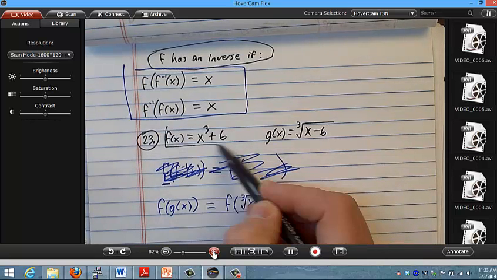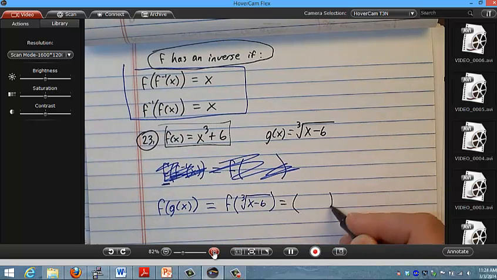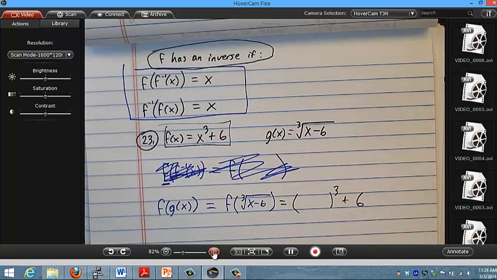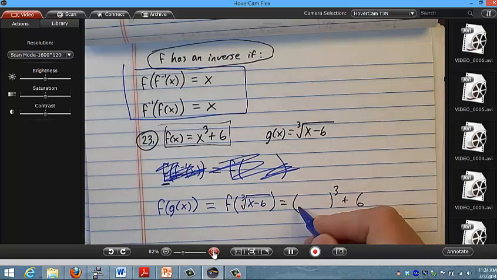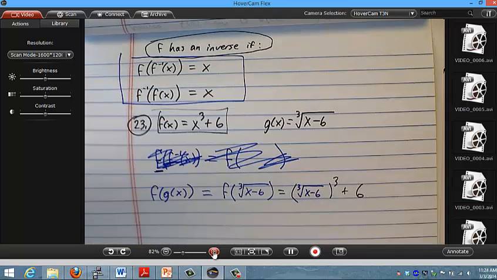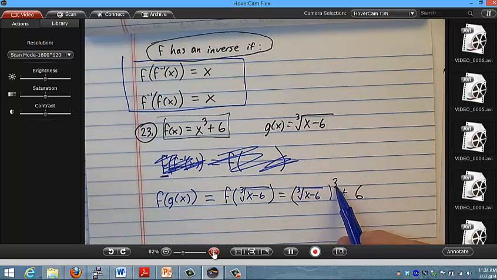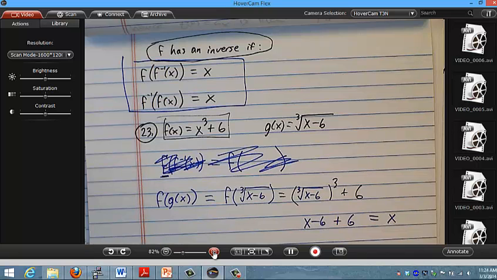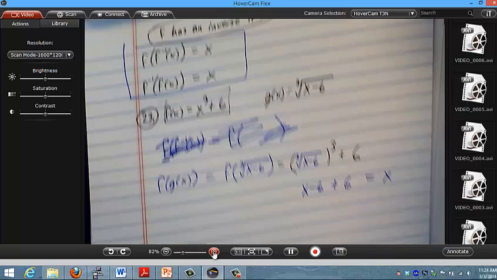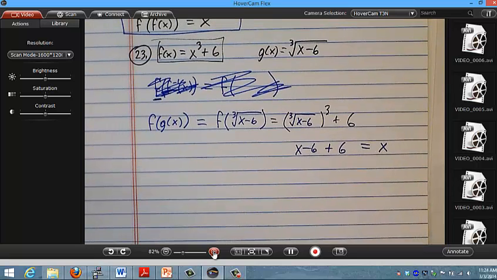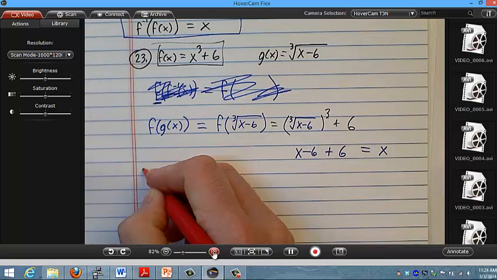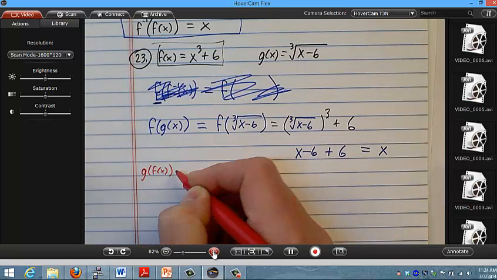We were going to take x cubed plus 6, but now we're going to take something else cubed plus 6. What's the something else? You put in cube root of x minus 6. All right? And what happens when you cube a cube root? It vanishes. So what are we left with? We're left with x minus 6 plus the 6 from above, so we really do get x. F of g of x is equal to x. And so now your job is to try and show that g of f of x also equals x.